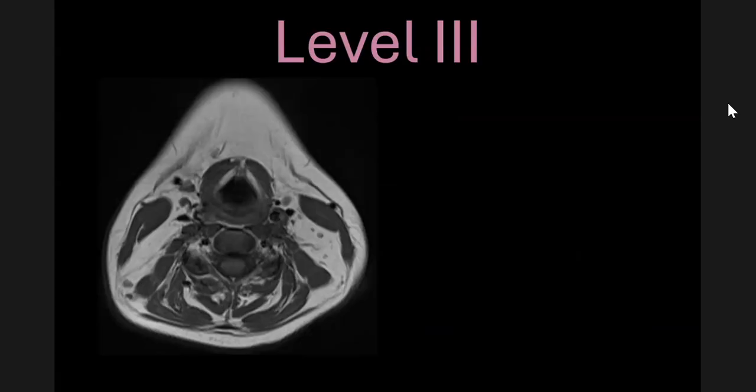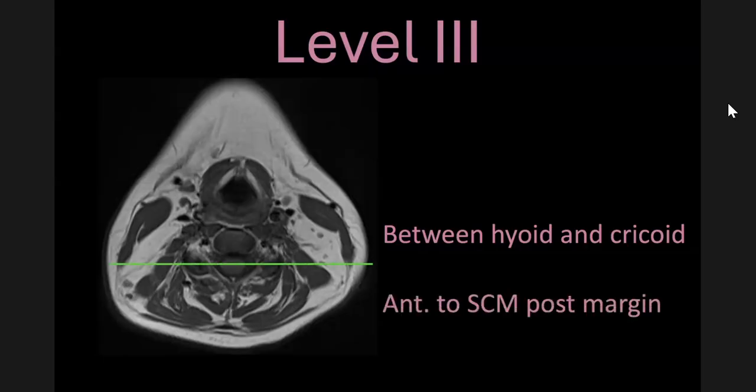Then level 3 lymph nodes, these lymph nodes are inferior to the hyoid bone, but superior to the cricoid cartilage. And in the cricoid cartilage, the landmark that we use is the inferior margin of the cricoid cartilage. So these lymph nodes are in between the hyoid and the inferior margin of the cricoid, and they remain anterior to the posterior margin of the sternocleidomastoid. So again, these are anterior to the sternomastoid. So these lymph nodes that we see here are level 3 lymph nodes, and level 3 lymph nodes are not divided into A and B.